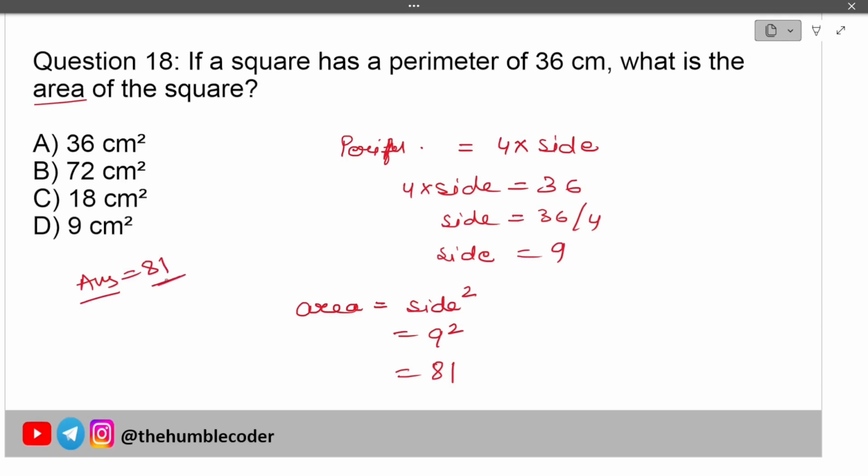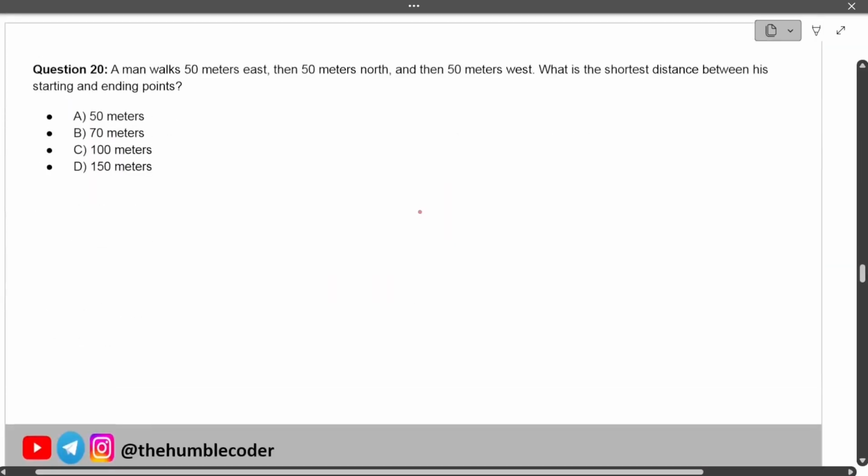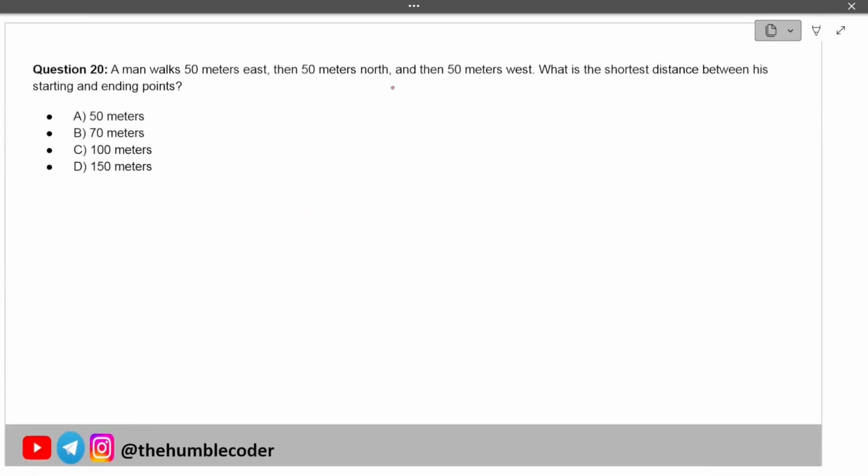Let's move on to the next question now. Okay, the next question is, a man walks 50 meters towards east, and then 50 meters towards north, and then 50 meters towards west. What is the shortest distance between his starting and ending points? Because these kinds of questions are very common. So for that you should know this direction chart diagram, which is very important. So this is our north, this is south, and then we have east and west. Let's consider that the man is here. I will make the diagram here so that it won't be very dirty.